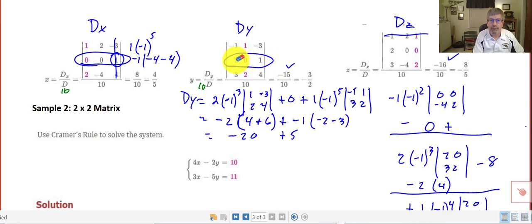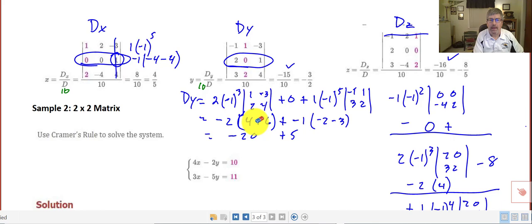So my first coefficient, my first column on the second row is 2, so I brought my 2 in. That value is going to be negative, so our sign is negative, so negative 1 cubed. And my new matrix then is 1, negative 3, 2, and 4. 1 times 4 minus 2 times negative 3. We get 4 plus 6. So we get negative 2 times 10 is negative 20.